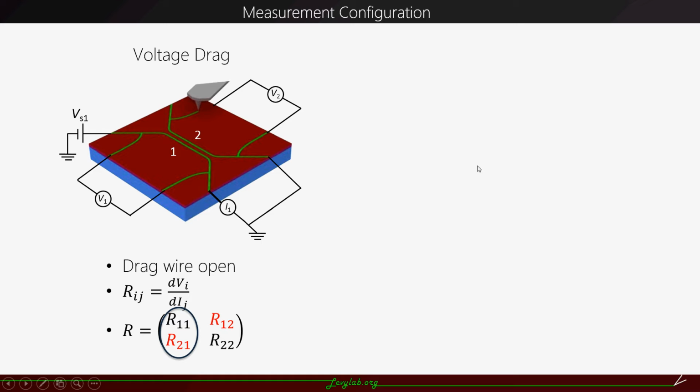We can do the same when we source current in wire 2, and we can obtain drag resistance R12 and R22, the 4-terminal resistance of wire 2. Therefore, we can construct a matrix with diagonal terms being 4-terminal resistances for each wire, while off-diagonal terms being the drag resistances. On the right is the configuration for current drag measurement.